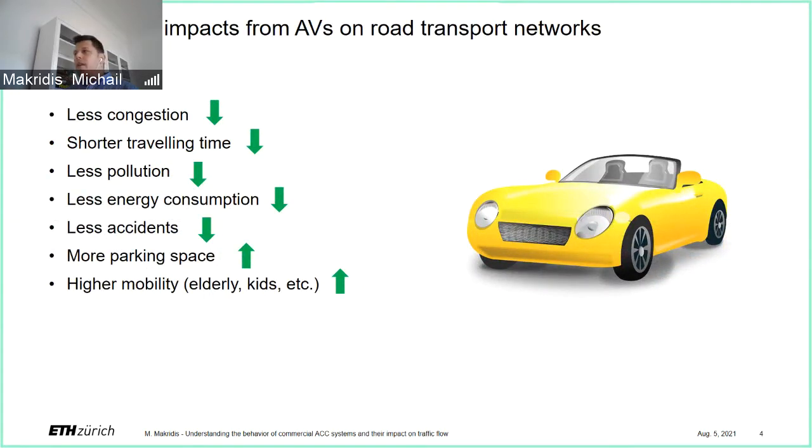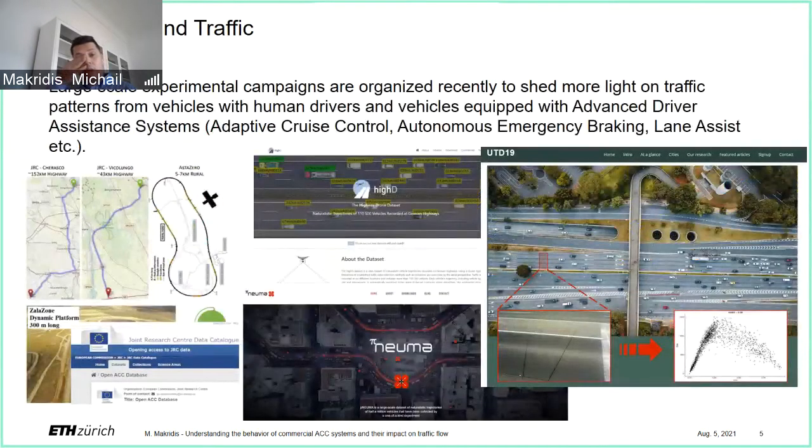Okay, so when the first hype, let's say, with automated vehicles started, it was perceived as a panacea for all the problems that we have in transport networks. AVs promised less congestion, traveling times, pollution, less accidents, more parking space, and increased mobility for all the different groups. However, most of us in the traffic community knew that this is not the entire truth.